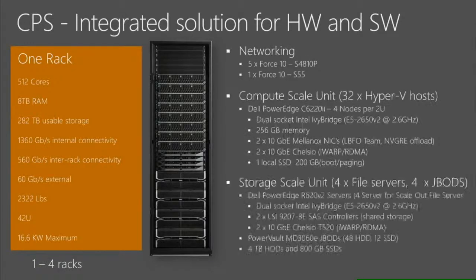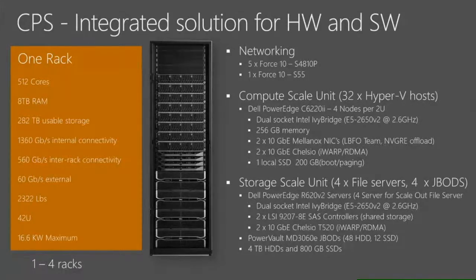So one rack consists of a set of compute cores. We have 32 Hyper-V hosts, which offer up 512 cores and 8 terabytes of RAM. There's 282 terabytes of usable storage, which is split between running primary workloads and the backup system. Included in the rack is the networking, the aggregate and the management switches that plumb everything together. And then at the bottom we have 4 file servers. These are the Dell PowerEdge R620s that sit on top of the 4 JBODs that provide the storage to the system.